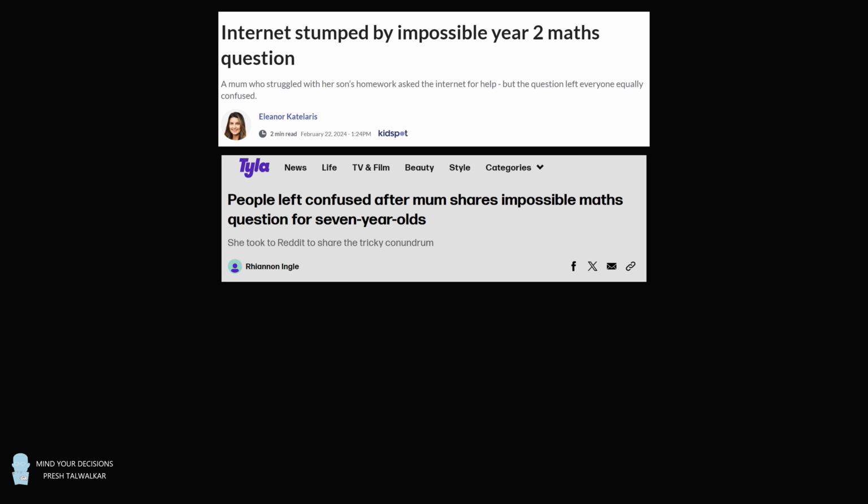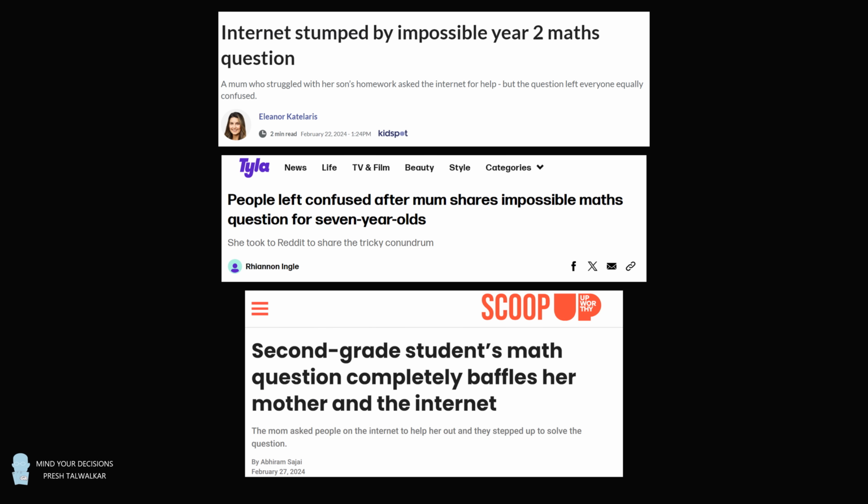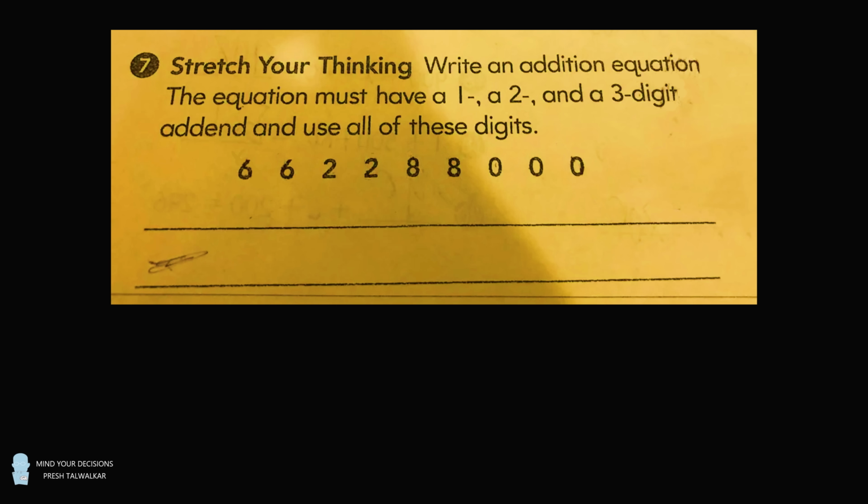Recently, a fun problem has been making headlines and making the rounds. Kidspot says, Internet stumped by impossible year 2 maths question. Tyla's headline is people left confused after mom shares impossible math question for 7-year-olds. And Scoop Upworthy says a second grade student's math question completely baffles her mother and the internet. So what was this question?